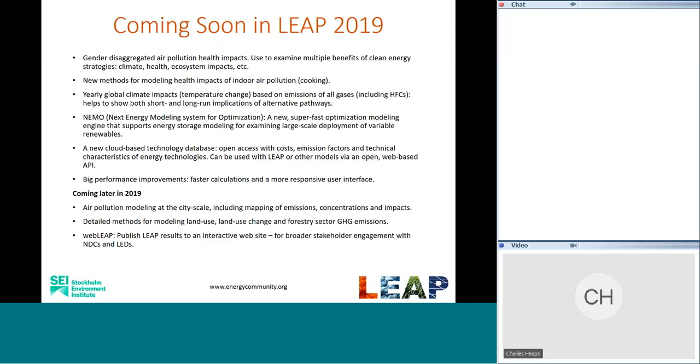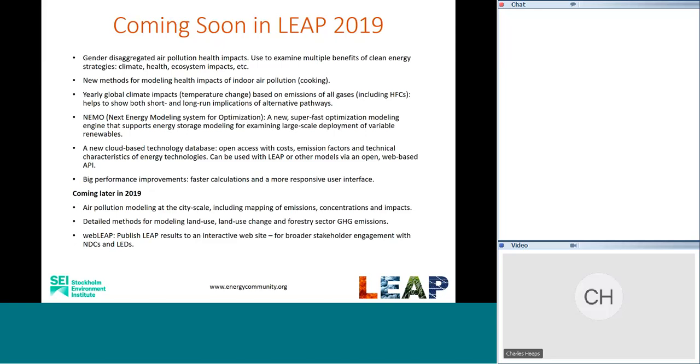And in particular, we've added a new methodology for doing a very good job of looking at indoor air pollution. So we're particularly looking at the impacts of cooking. We've also added the ability to look at yearly global climate impacts. So what are the actual year-on-year temperature changes implied by the emissions from your scenarios? We can't show you the temperature change in your own country, but we can show you your contribution to the global temperature change, and that happens across all gases. We've recently added the ability to look at HFCs as well as the more common greenhouse gases.